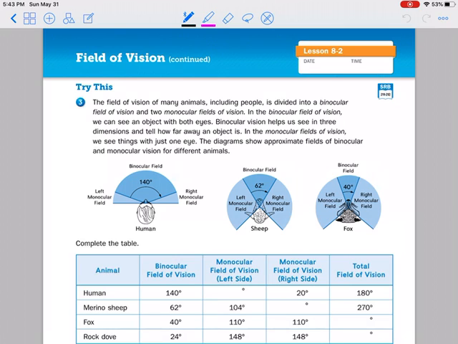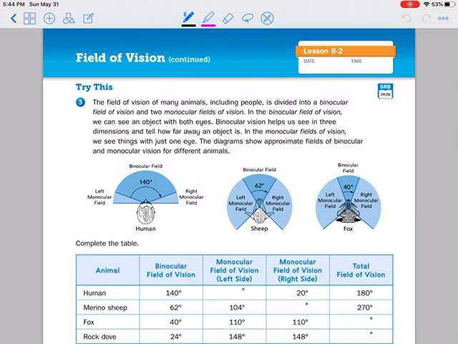So it says number 3, the field of vision of many animals, including people, is divided into a binocular field of vision and a monocular field of vision. In the binocular field of vision, we can see an object with both eyes. Binocular vision helps us see in 3 dimensions and tell how far an object is. In a monocular field of vision, we see with just one eye. The diagram shows approximate fields of binocular and monocular vision for different animals.